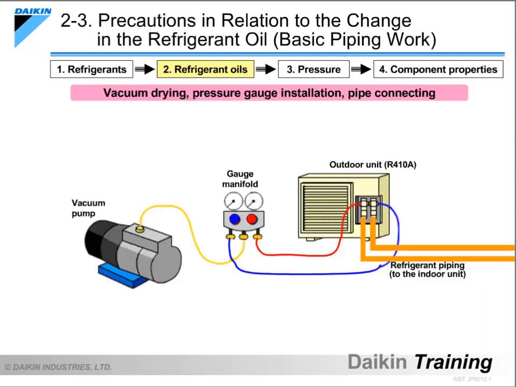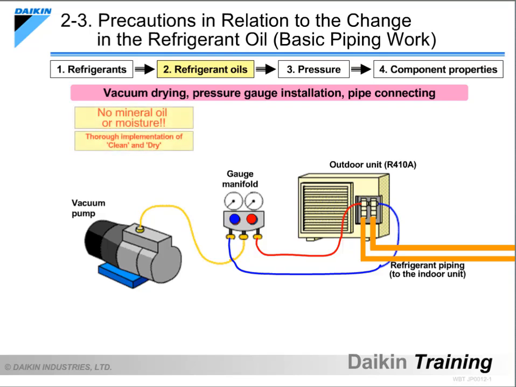When working with R410A air conditioners, it is necessary to take special care during vacuum drying, pressure gauge installation, and piping work because of the high potential for moisture and mineral oil to get inside the air conditioner. Let's take some time to go over the key points related to these work processes.